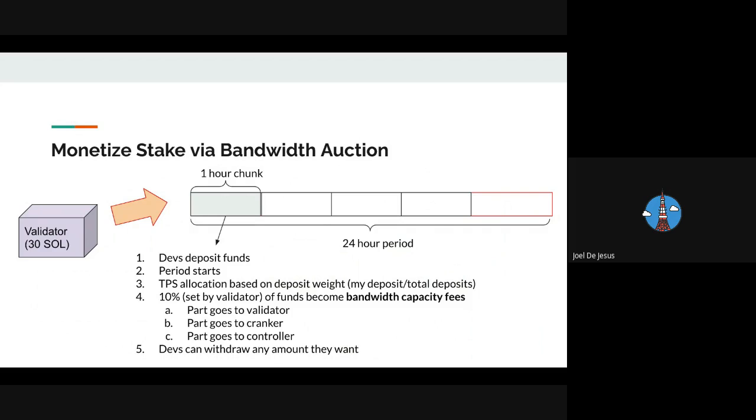Let's say the period starts tomorrow at 3 p.m. At 3 p.m., the deposits will be locked. If there are 10 developers, including Alice, and they all deposit $10, the bid bucket is the sum of all the deposits. It's $100. So Alice has deposited $10, and her TPS allocation is 10%. It's just a ratio.